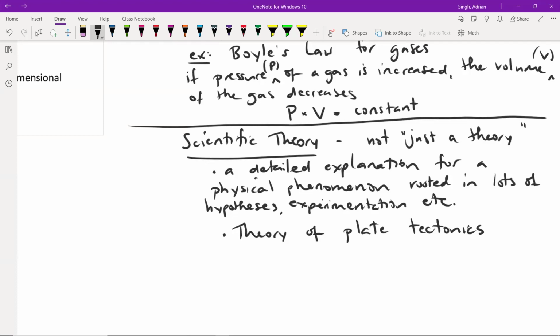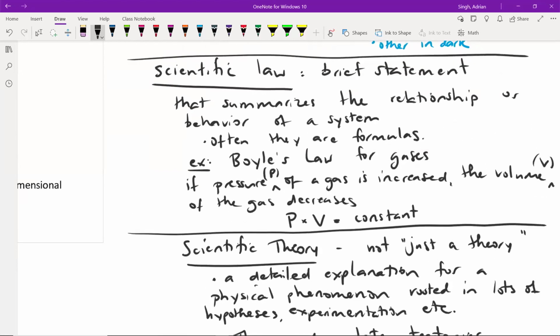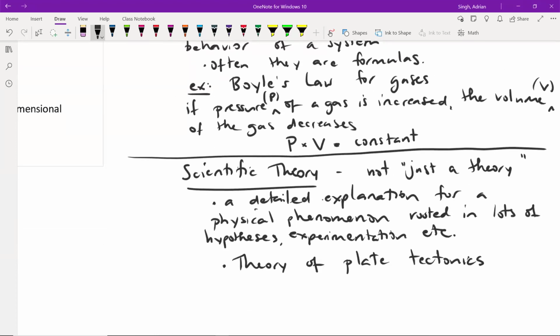So scientific laws are just a brief statement that summarizes the relationships or the behavior of a system. They're often formulas. Scientific theories are detailed explanations for physical phenomena rooted in lots of observations, hypotheses, and experiments.